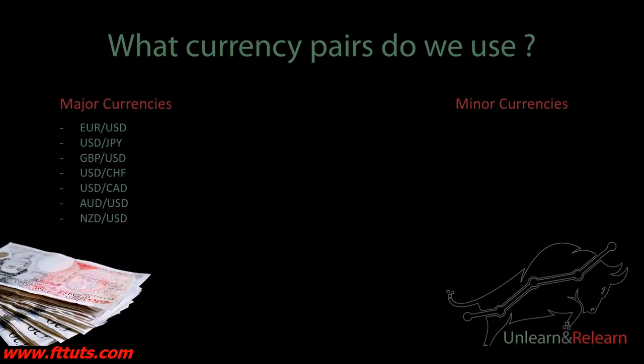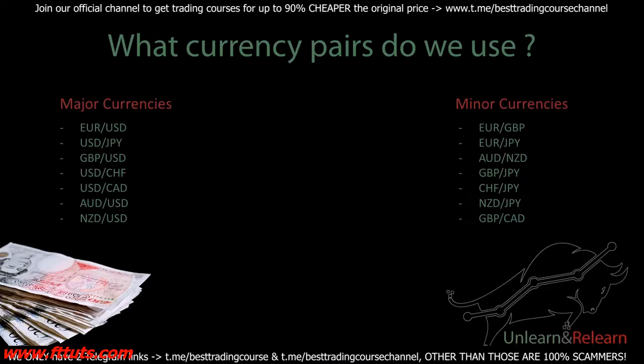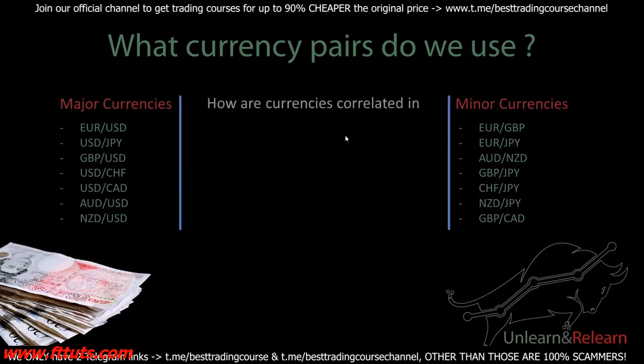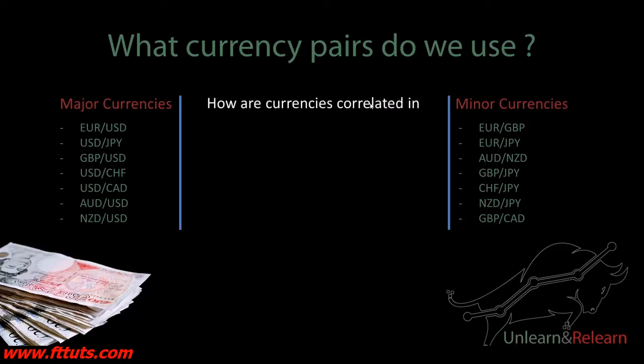Now, when you look at the spreads on these major currencies, they're relatively lower than all the other minor currencies here, which are like your euro against the pound, euro against the yen, AUD versus New Zealand, and so forth. This is important for you to understand which pairs are going to have the most volatility, or which pairs are going to be the easiest to trade in different sessions. Now, one thing really important to note is how currencies are correlated in different sessions. This is also extremely important.